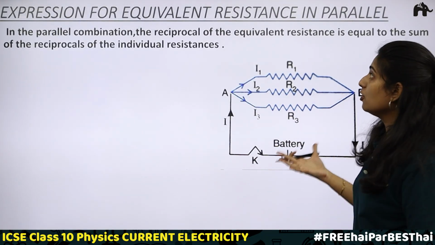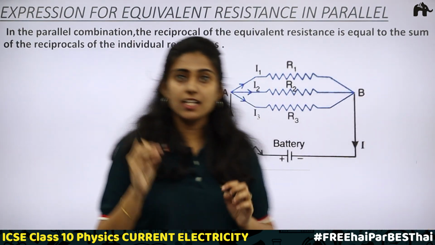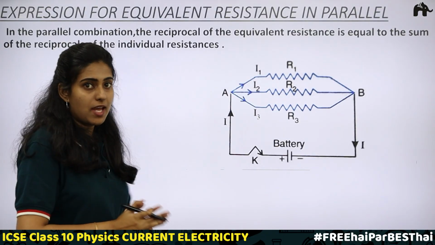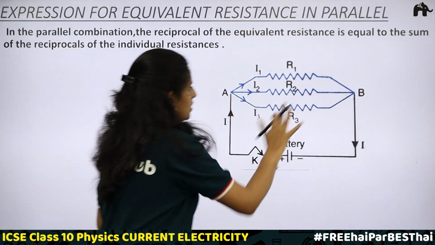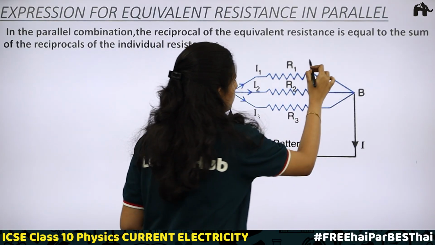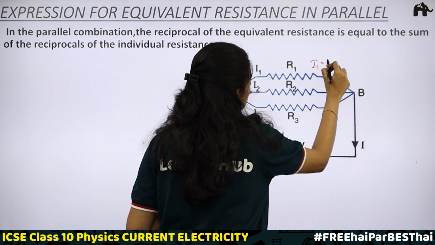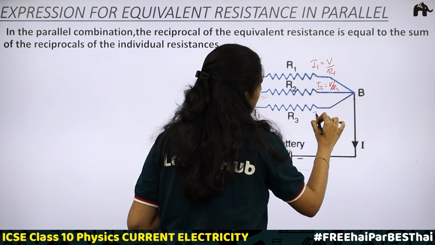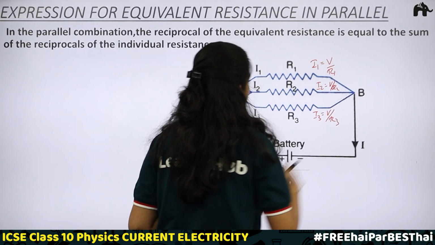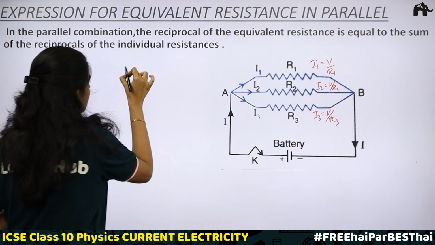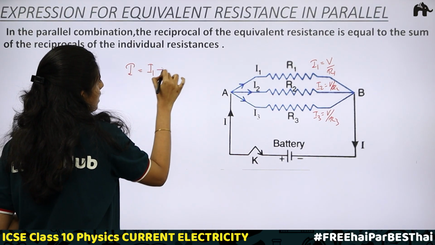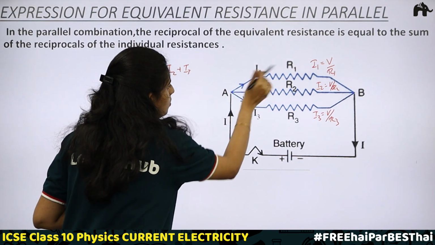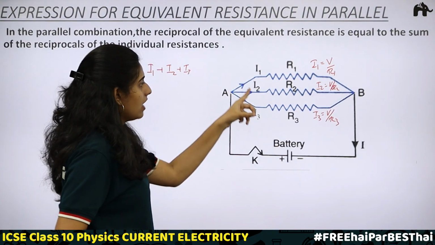Next is the expression for equivalent resistance in parallel. We have studied the expression Rs for equivalent resistance in series. Now let's find the equivalent resistance in parallel. How to find equivalent resistance in parallel? We have the same circuit as we said. Here in the circuit we will be having current I1 is equal to V divided by R1, I2 is V by R2 and I3 is V divided by R3. Okay, we have the total current I is equal to I1 plus I2 plus I3. Here at this junction, what is happening? The current I is splitting into I1, I2 and I3.